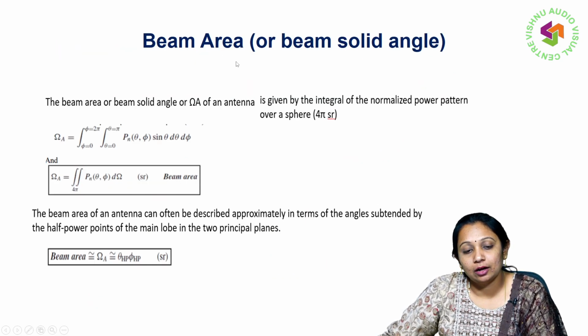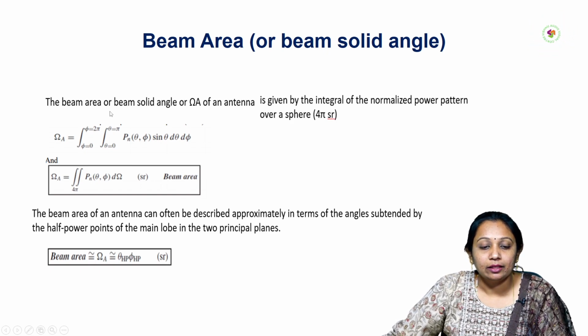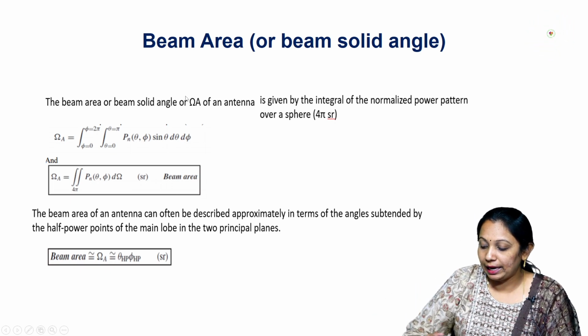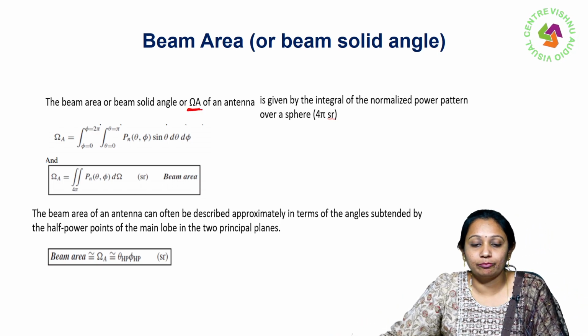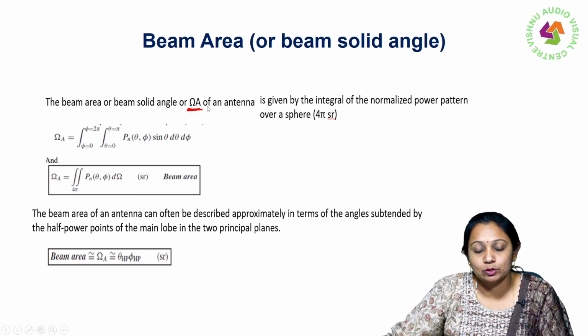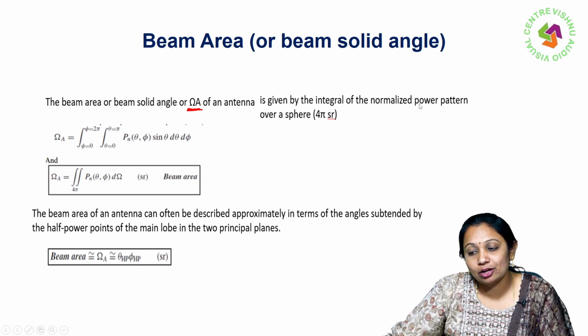Now coming to one more important parameter of the antenna, which is nothing but beam area. It is also called beam solid angle. The representation for this beam area or beam solid angle is Omega A. This is the notation for the beam area or beam solid angle. The beam area or beam solid angle of any antenna is given by the integral of the normalized power pattern over a sphere.